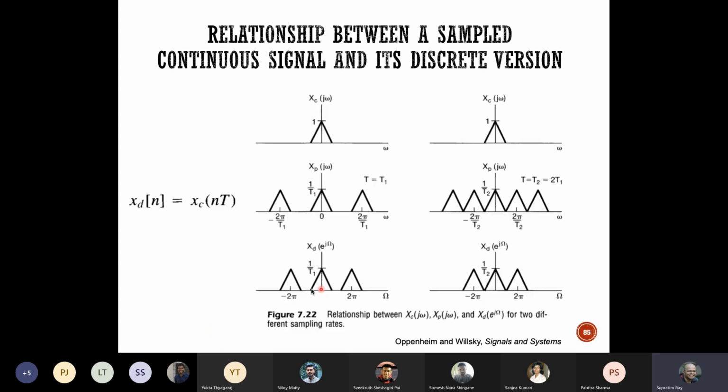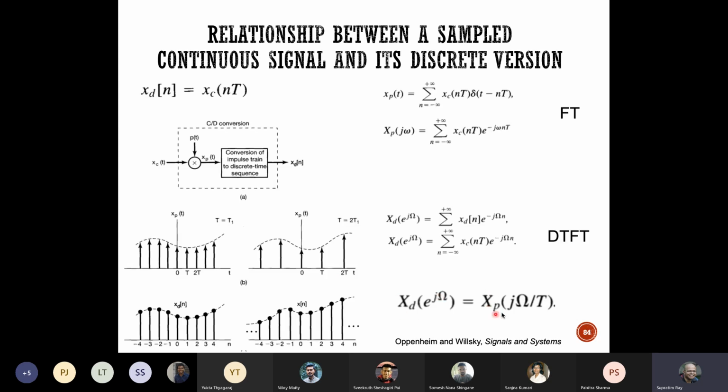So I end up getting a period of 2 pi. Note that it doesn't contain any information about the sampling rate itself. Okay, and that's the only difference. Otherwise, they look very much the same, which means that the DTFT is nothing but the Fourier transform at omega by T. So notice that there's information about T here, which is sort of lost there.